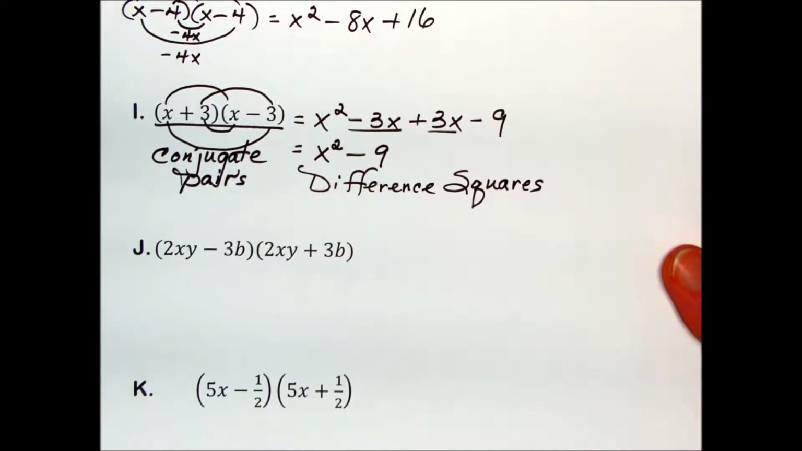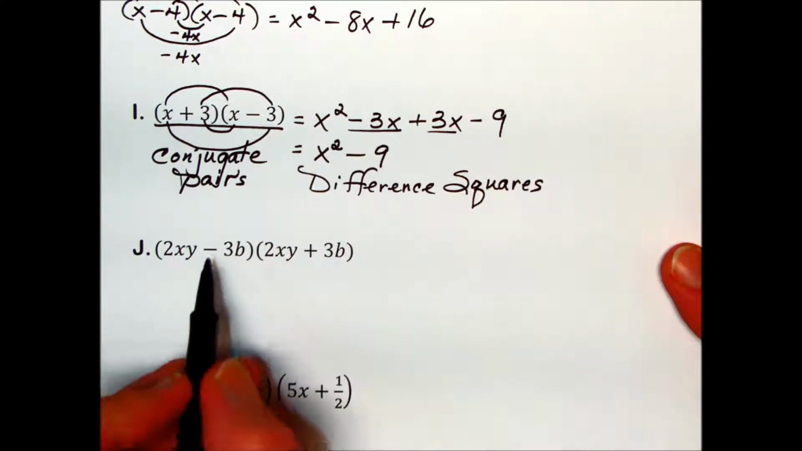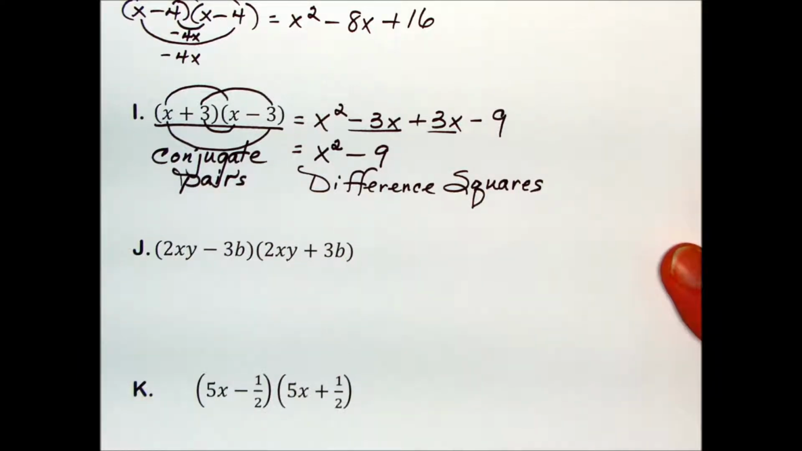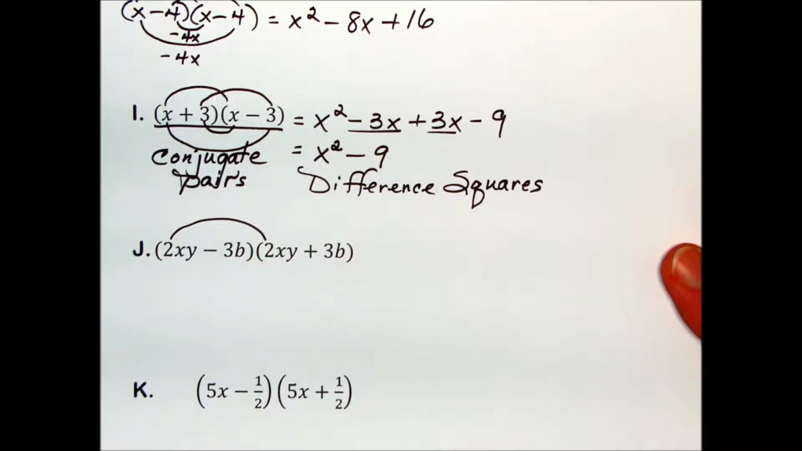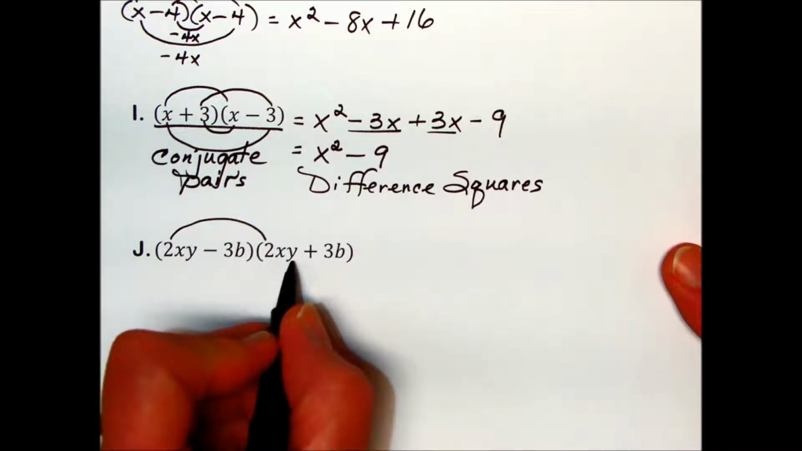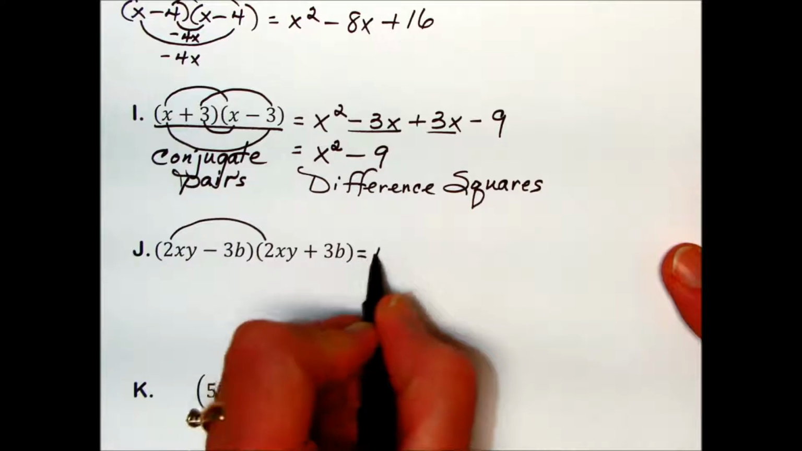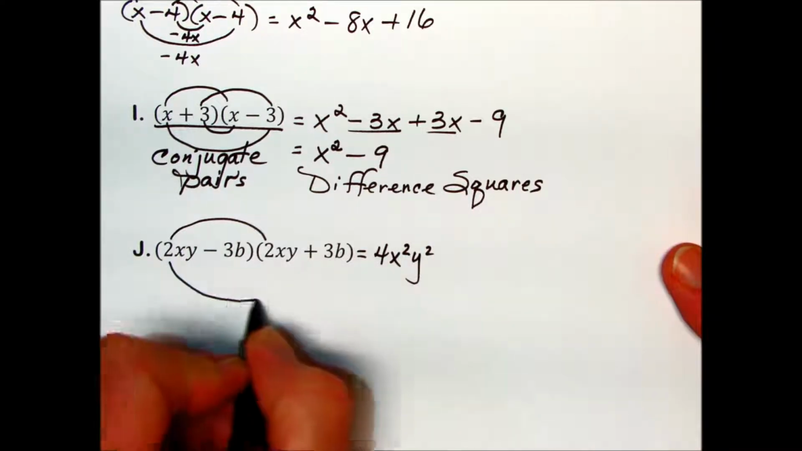This next one is a binomial times a binomial. If you do an inspection, look at here, they're exactly the same except their signs are the opposite. I have a sneaking suspicion that the middle terms will cancel out, but I'm going to go through and illustrate all the FOIL method and then see if that is the case. So we have a 2xy times 2xy. That brings us up to a 4x squared y squared.